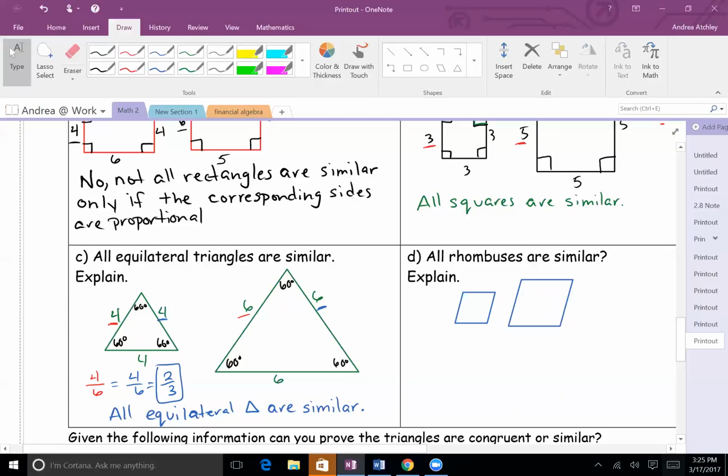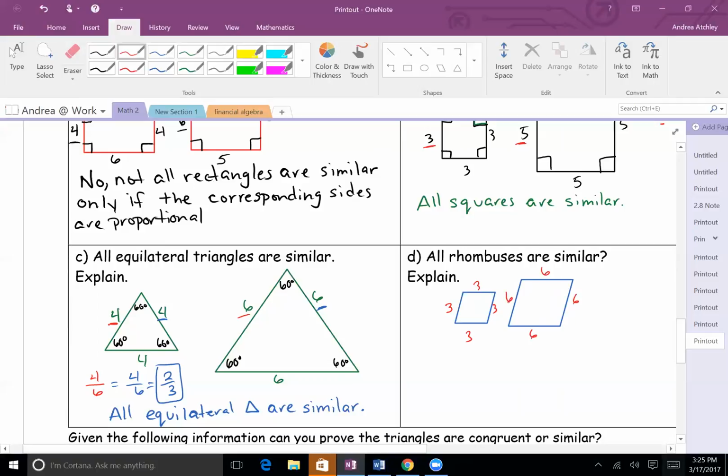Looks like more, a little bit more like all sides are congruent. Okay. So we could have this be 3, 3, 3, 3, and this be 6, 6, 6, and 6.